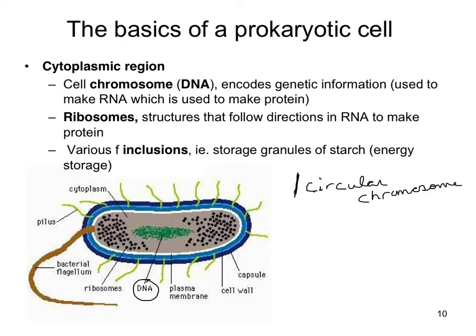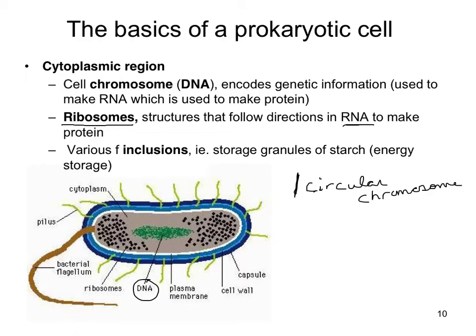Also in the cytoplasm, we have cell structures called ribosomes, and ribosomes are able to follow the directions in a molecule referred to as RNA, which I'll discuss later in the course, and they use that RNA and actually are the structures responsible for making protein. So they do what we call protein synthesis.